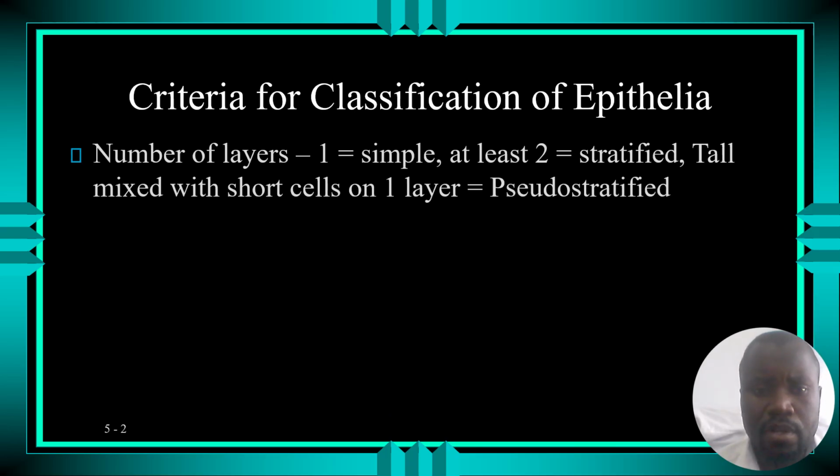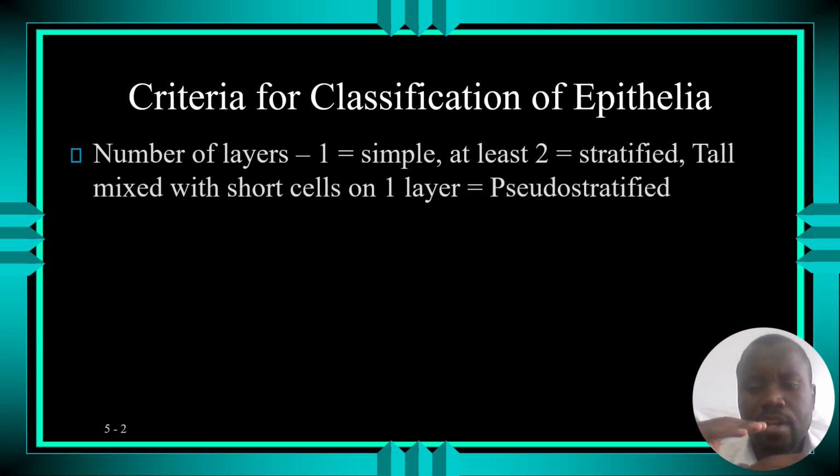First of all, we look at the number of layers of the covering cells that make up epithelium. So if it is just one layer of cells, then that epithelium will be considered simple epithelium. If the cells are two or more layers, then we say they are strata, layers, so we say this type of epithelium is stratified.